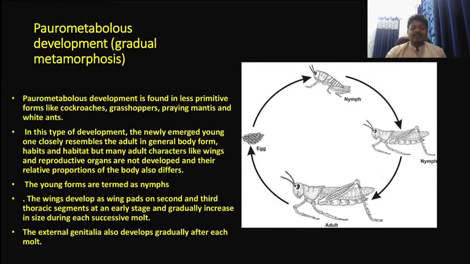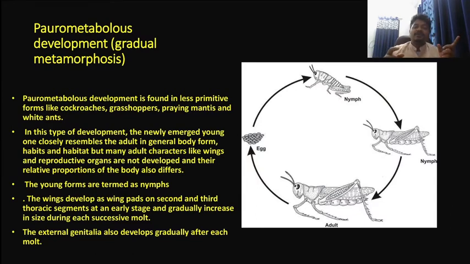Then another type of metamorphosis, or developmental process, is gradual metamorphosis, that is paurometabolous development. What is found here? Here the less primitive forms like the grasshoppers or cockroaches or the praying mantis and white ants show this type of metamorphosis. What happens in this case? The newly emerged young one will closely resemble the adult body form and its habits and habitats, but many adult characters like wings.